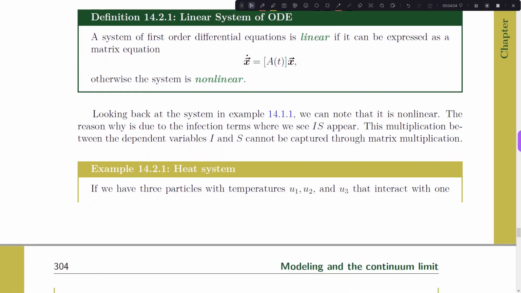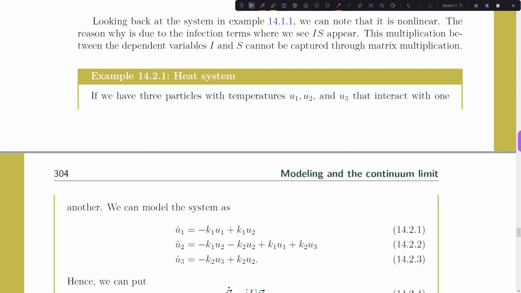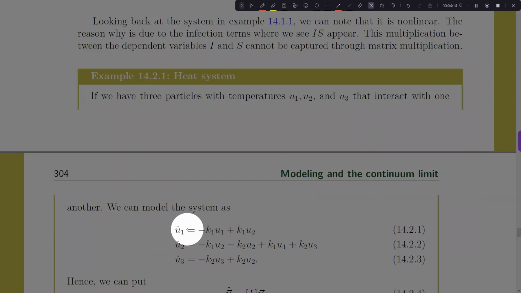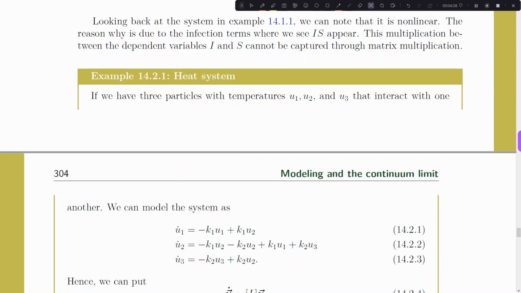So let's look at a heat system really quick. So we have three particles with temperatures, u1, u2, and u3. They're going to interact with each other according to this interaction. So the change in u1 depends on some negative constant on u1 and a positive constant on u2. Change in u2 is a negative constant on u2, positive on u1, and positive on u3. And then the change in u3 is negative on u3 and positive on u2.